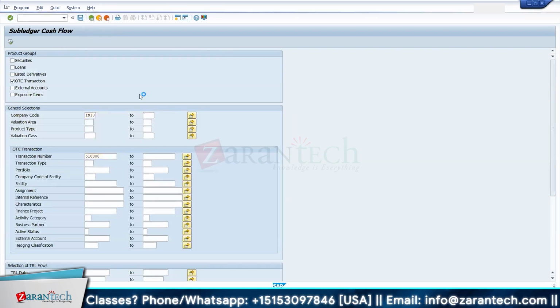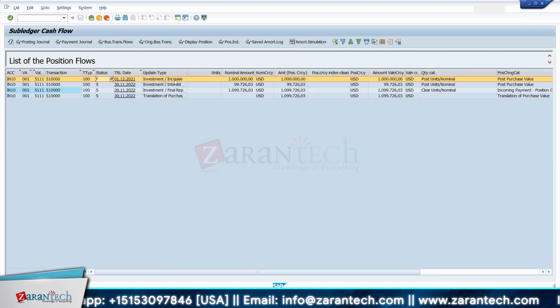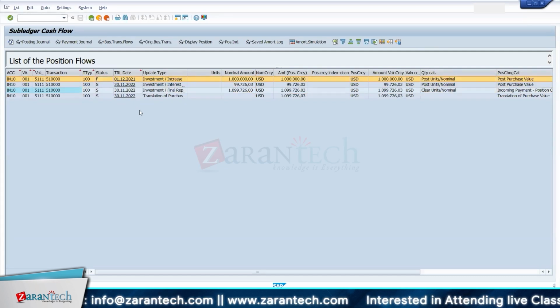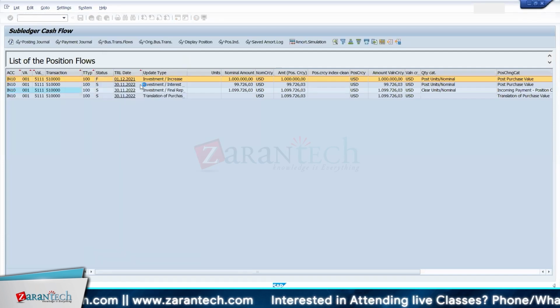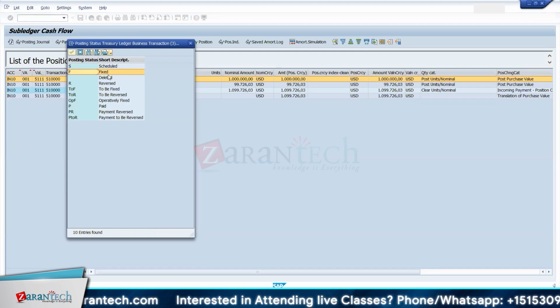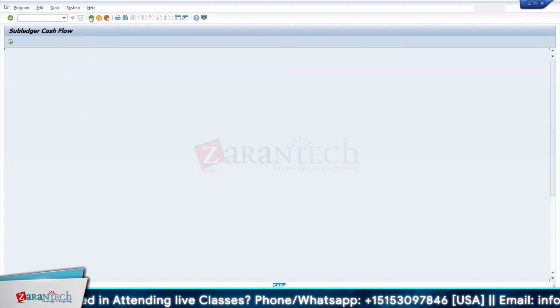Now you can see here, whatever flows are there, this is the first 1 million of fixed deposit. This is the interest flow. This is the final repayment. Okay. Now, if you see here, the status F means fixed. Accounting has been done. S means scheduled, means not yet posted. Okay.